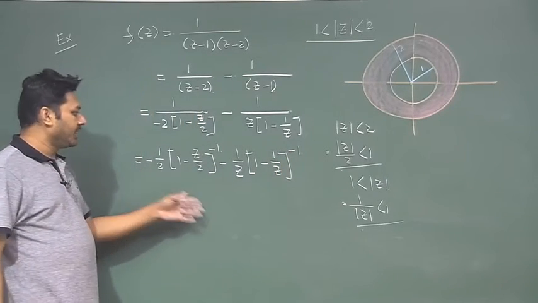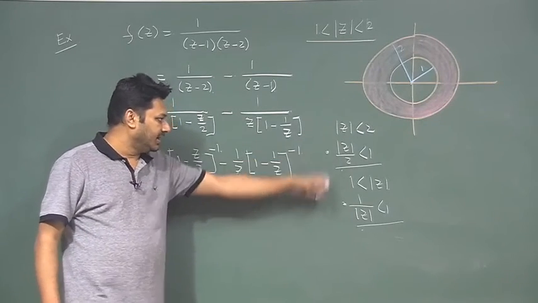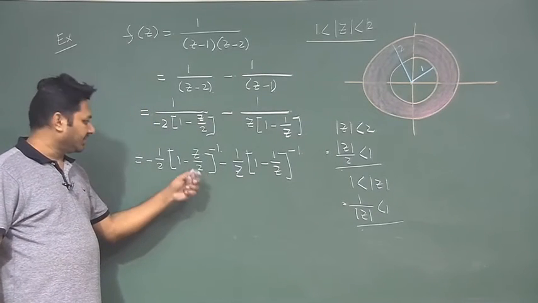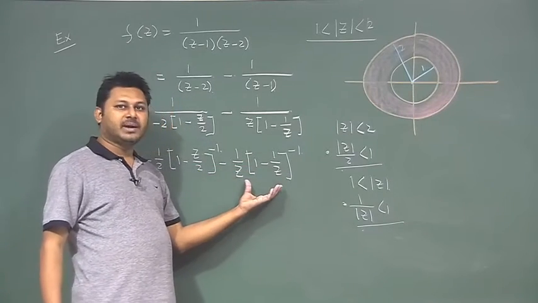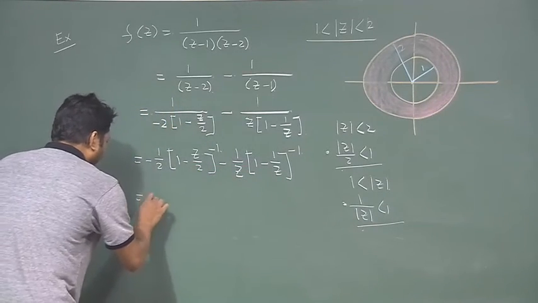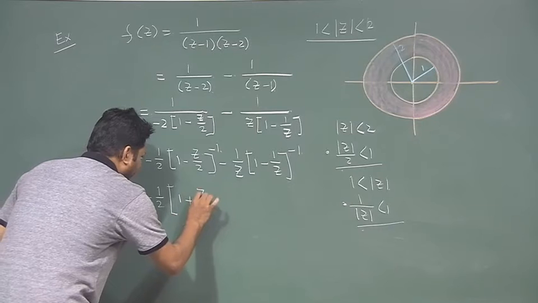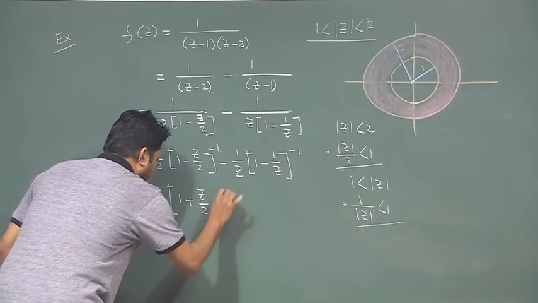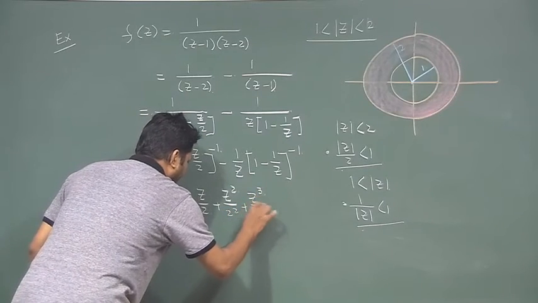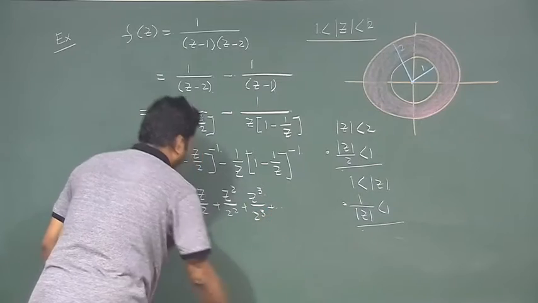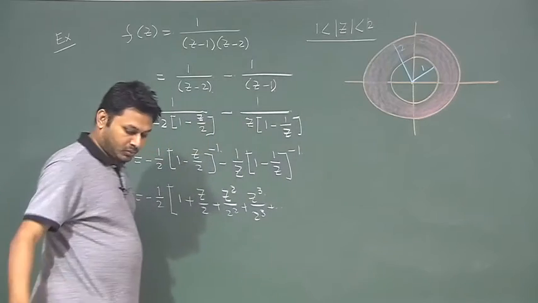I separate out two parts, and now we are ready to expand this, because both conditions are in our favor to expand this, because z by 2 is less than 1. So, that means I can expand this. 1 by z is less than 1, so I can also expand this in the series. If I do, then I will have 1 by 2 into 1 plus z by 2 plus z square by 2 square plus z cube by 2 cube and so on. That is the first part. Let me erase this. I believe you understand what I am trying to do.